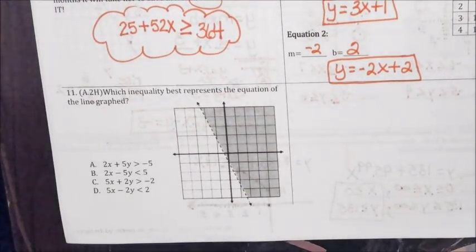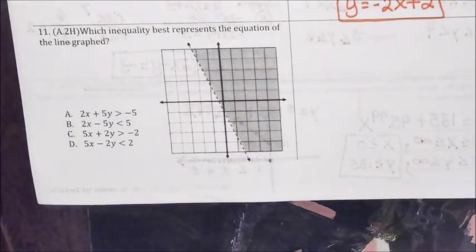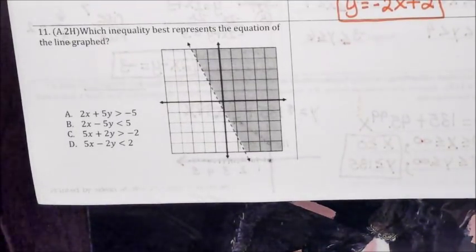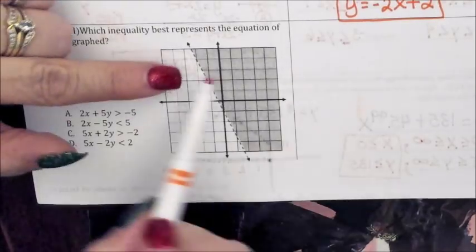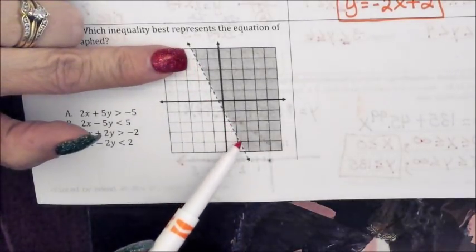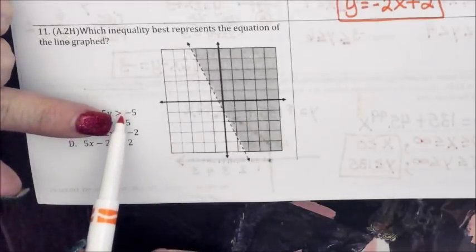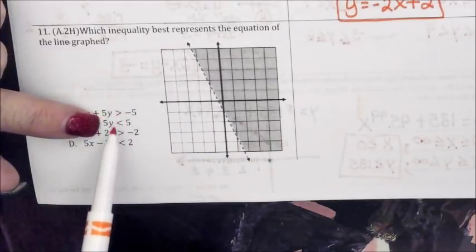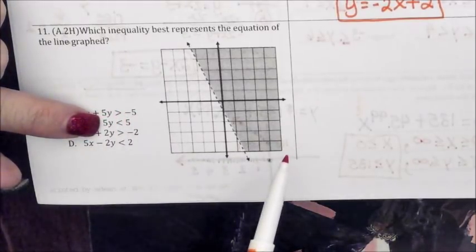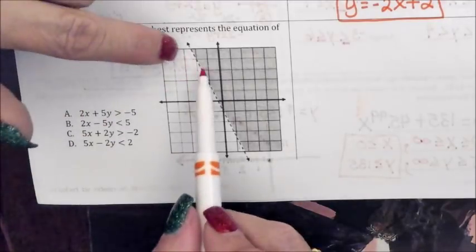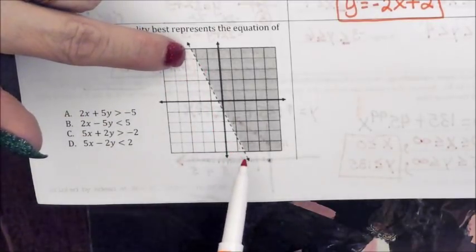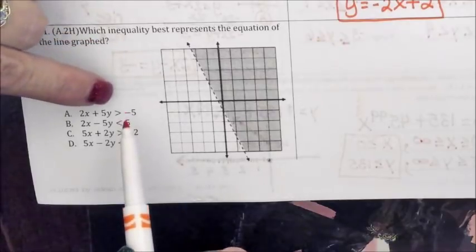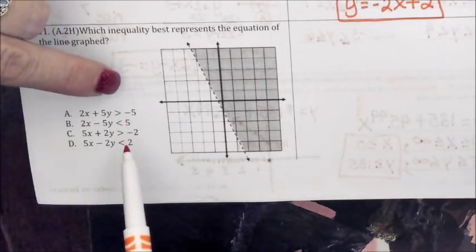All right, which inequality best represents the equation of the line graph? Now, we left you a little room on this one to work because we knew this was going to take a little bit of time. I'm going to show you a couple of cheats. They're not going to help us exactly on this one, but we'll try. This is a dashed line, so that means it's not equal to. Unfortunately, all of these are not equal to, right? This is also a negative slope line, so I'm going to be able to rule out something.